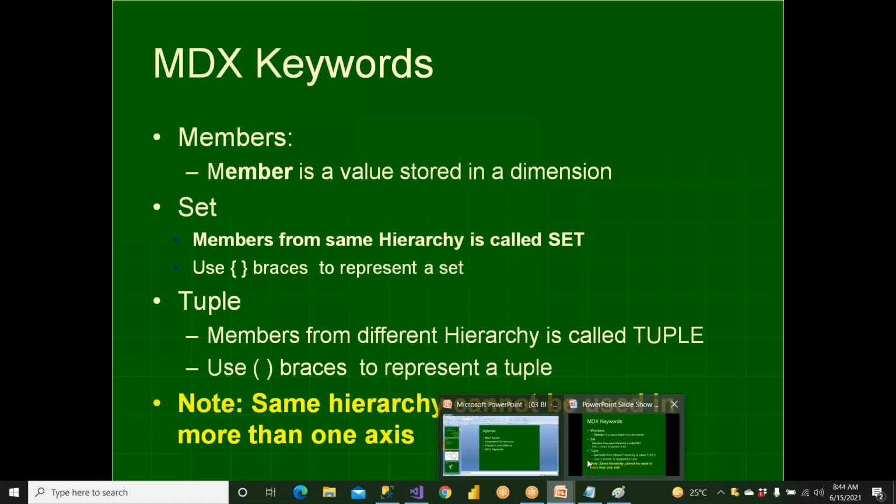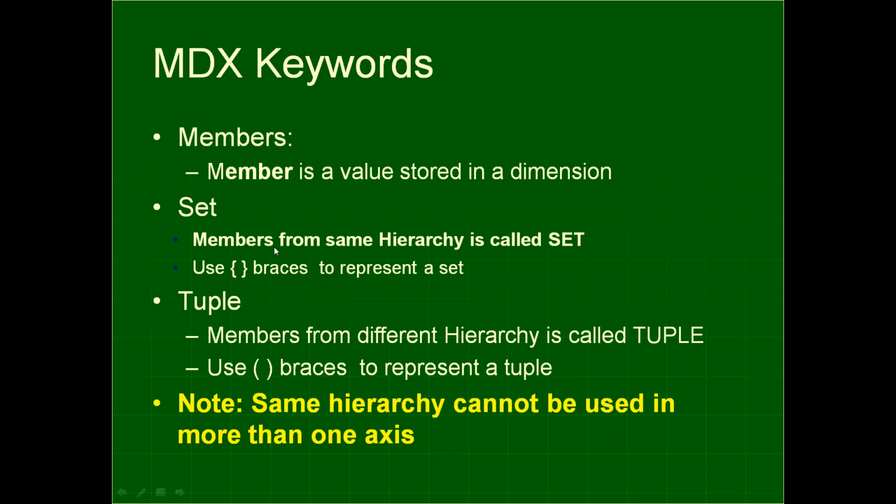So tuple and set, both of them are carry bags. Clear? Members from the same hierarchy, the same path, are called a set. Use this kind of braces to represent the set. Tuple means members. Members means data. What is the data? Apple and banana is the data I'm going to get. So members from a different hierarchy are called a tuple. Use this kind of braces to represent the tuple. So that is very, very important.